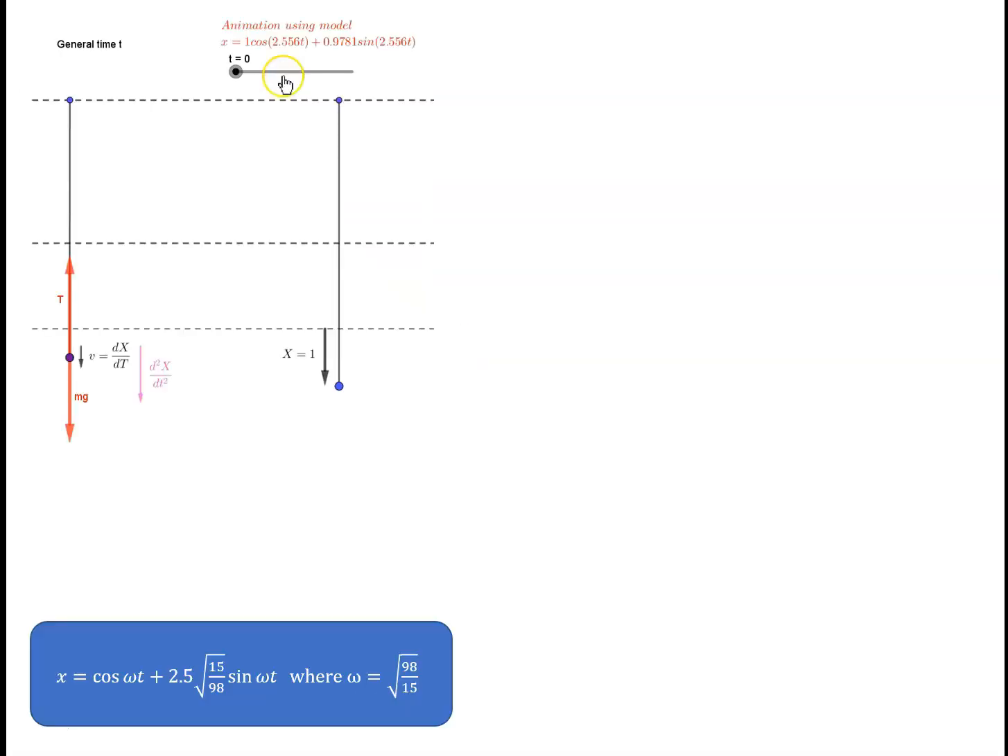With that solution, I've produced a little animation to show what happens to the particle during the subsequent time. Setting the animation off, we can see that the particle is bobbing up and down, and the maximum displacement away from the equilibrium position is somewhere around 1.3, 1.4.